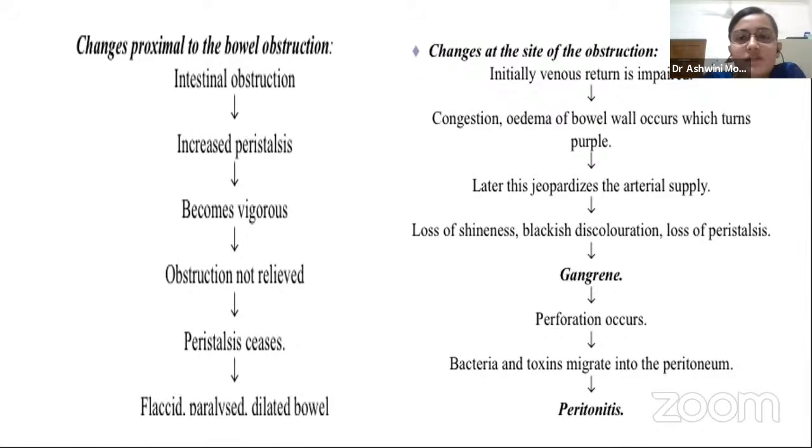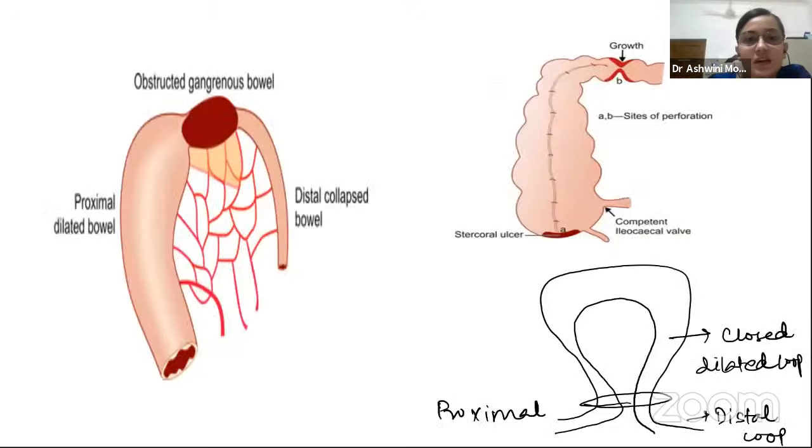And once the arterial supply is involved, gangrenous changes will be present. Once gangrene has settled in, perforation will occur. After perforation, bacteria and toxins can migrate into the peritoneal cavity, which can lead to peritonitis. Here I have shown the figure of the gangrenous loop. If it perforates, the content will come out through this perforation and cause generalized peritonitis.